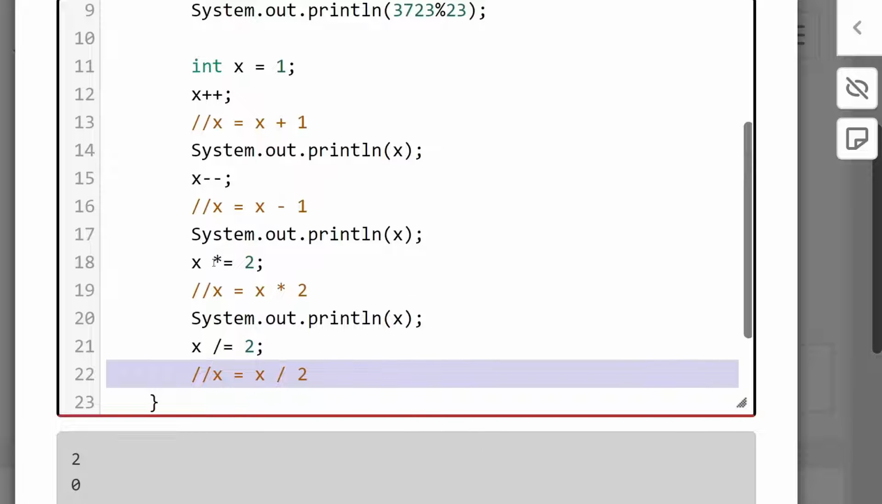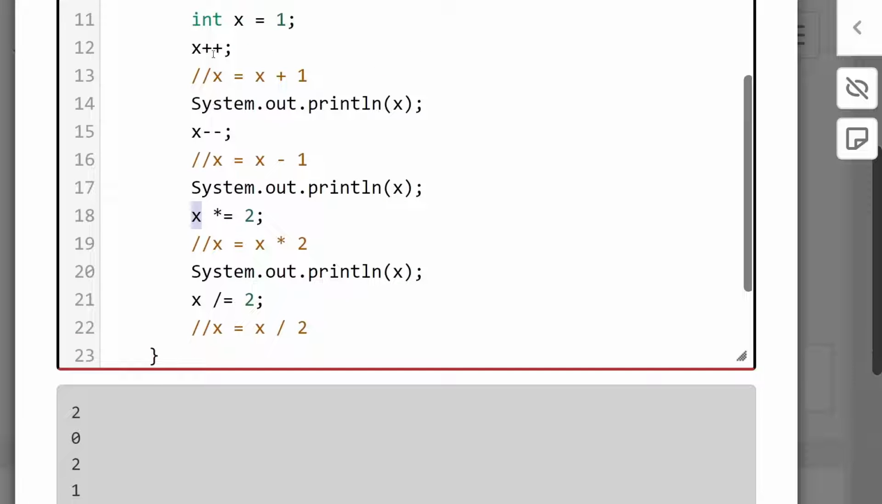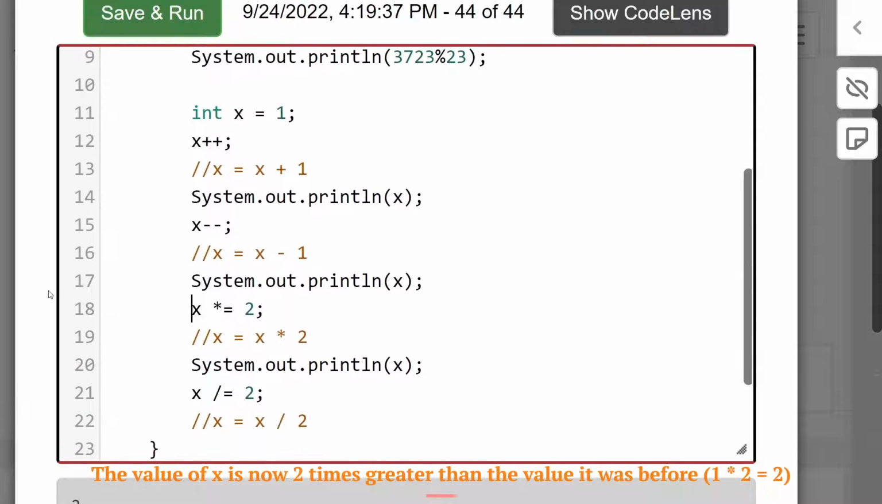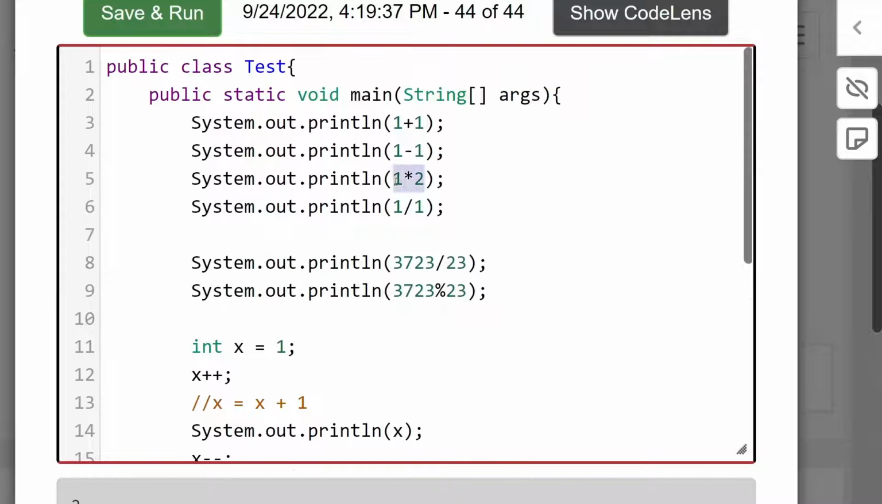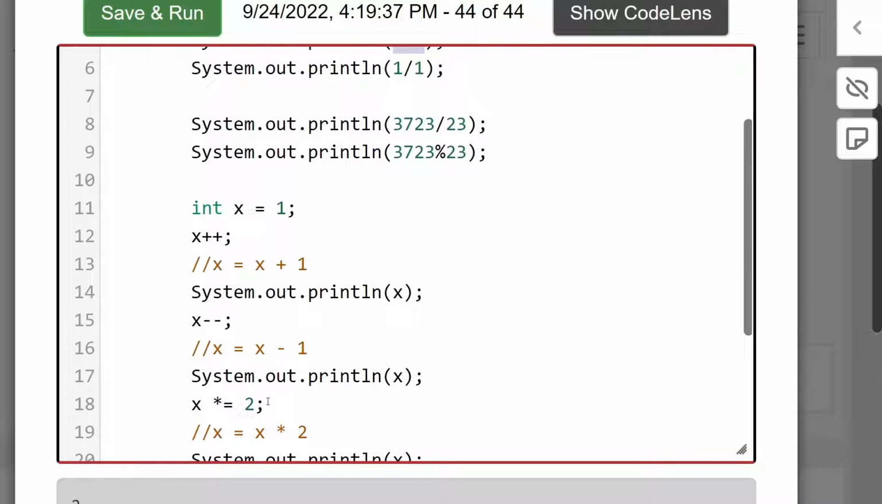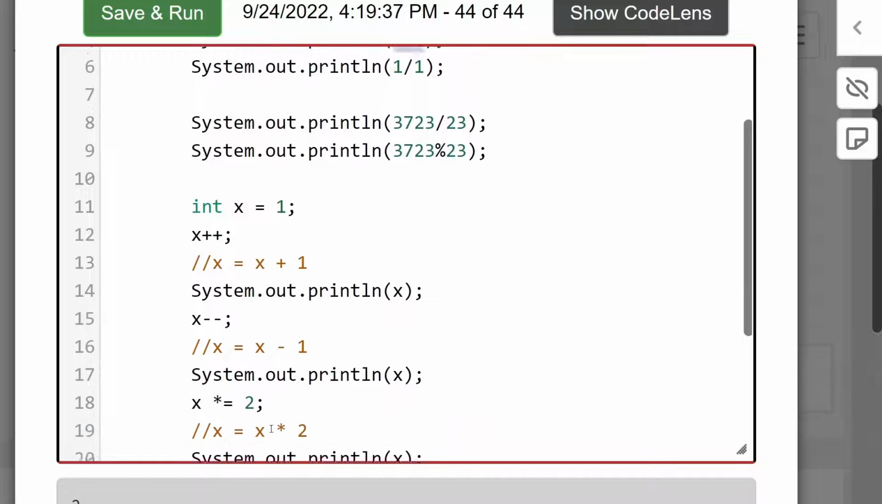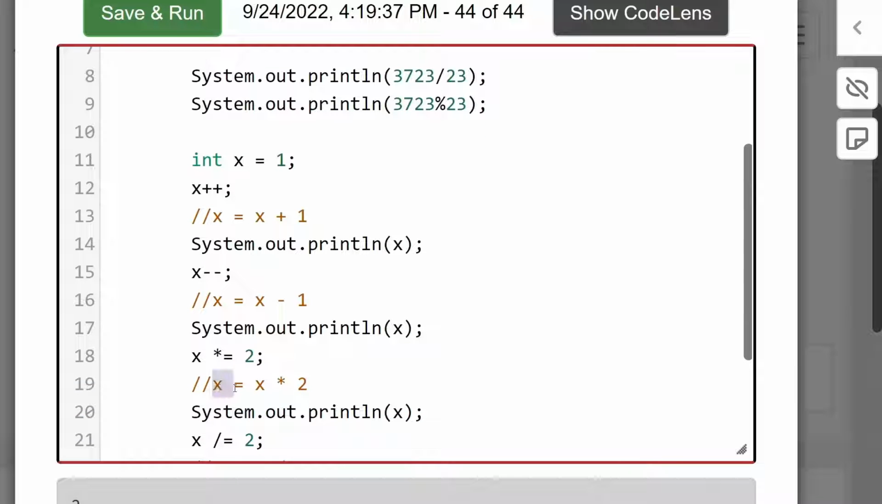So all this line of code is saying is, take the current value of x, which is 1. After doing all this, it's now just 1, and multiply it by whatever value is on the right side here. So 1 multiplied by 2 now equals 2, and then it sets the value of x to equal that value. If we compare it to something like this, they're doing the exact same thing. It's 1 multiplied by 2, if you think about it that way. But the compound assignment operator is then setting x to equal the value of this expression.